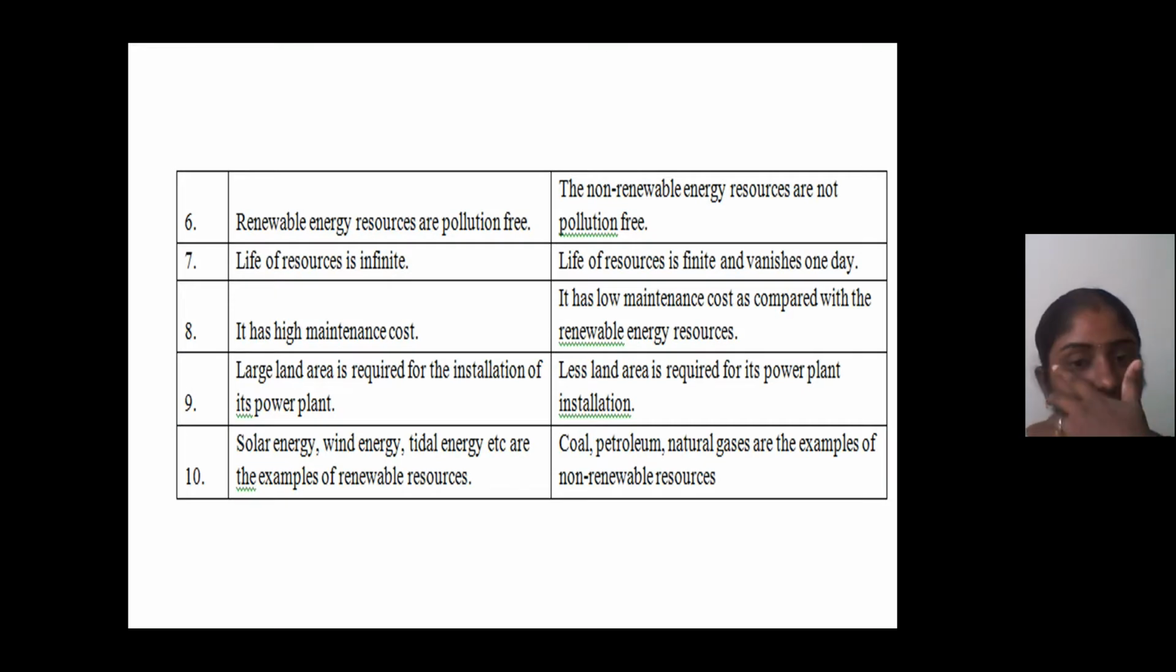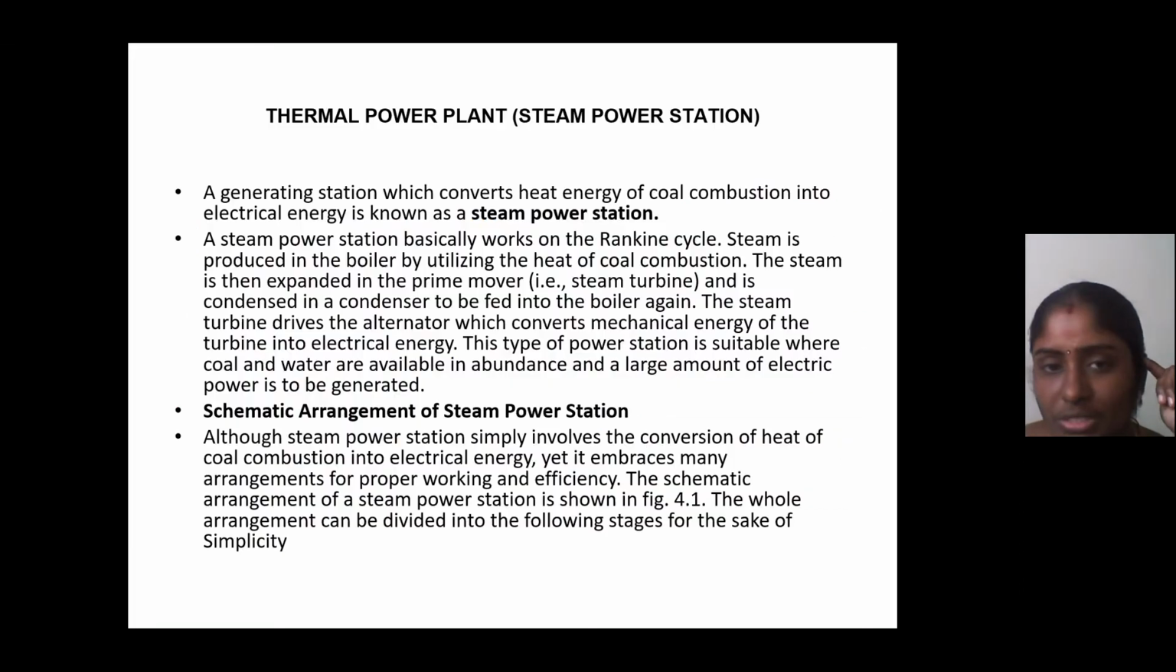A large land area is required for the installation of its power plant. Less land area is required for power plant installation in the case of non-renewable energy sources. So there are some examples for renewable and non-renewable energy sources. The first is the thermal power plant, which is also called a steam power station. The generating station which converts the heat energy of coal combustion into electrical energy is called a steam power station.